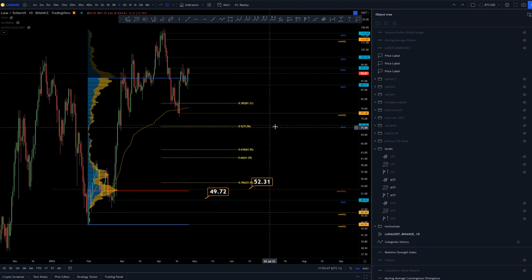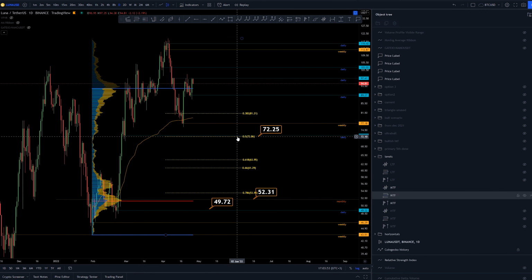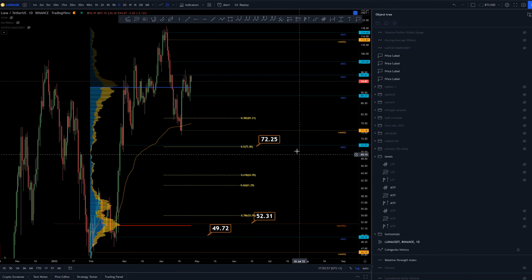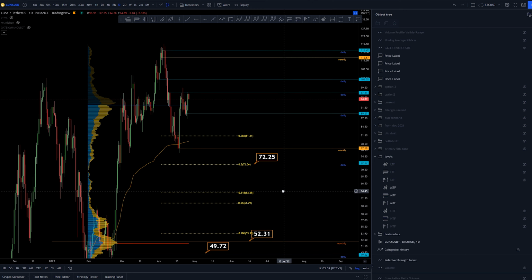Anything else? There is a 0.5 fib around $72 as well, with a daily that hasn't been visited yet, so this is definitely some area to be looking at as well.